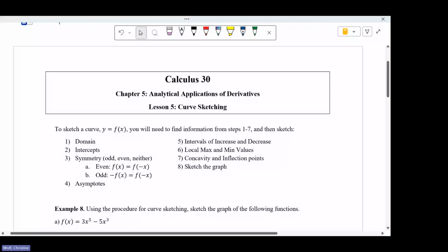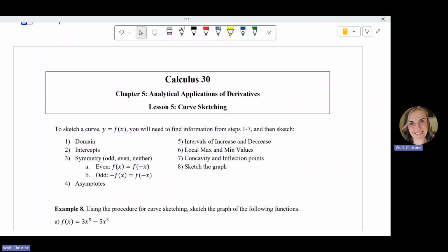Chapter 5, Lesson 5. Sorry I can't be there today, especially for this lesson. It's a bit of an intense lesson. There's only 2 examples. However, what we're doing is putting together everything we've learned so far this chapter and stuff we've learned in the past.